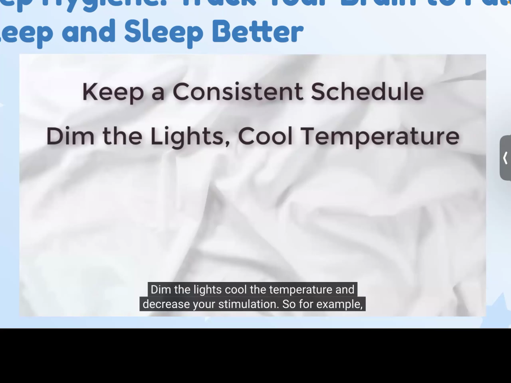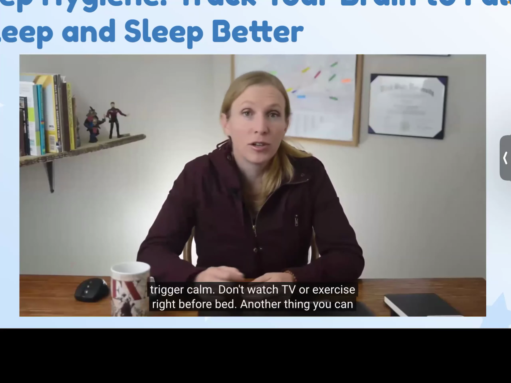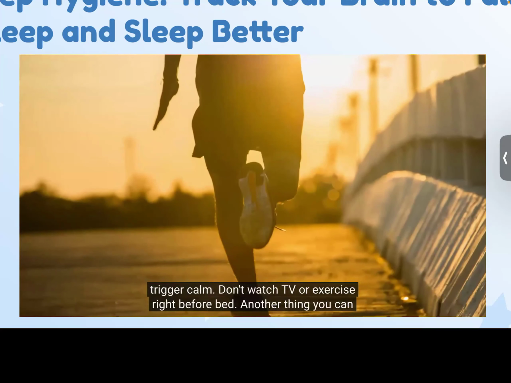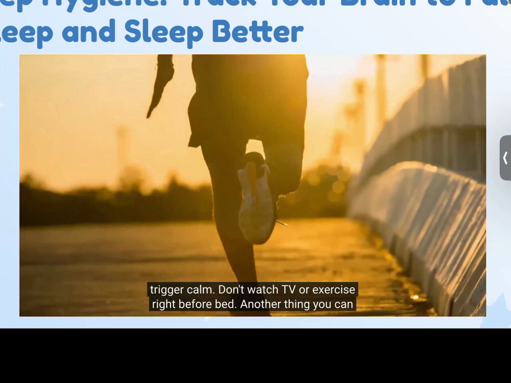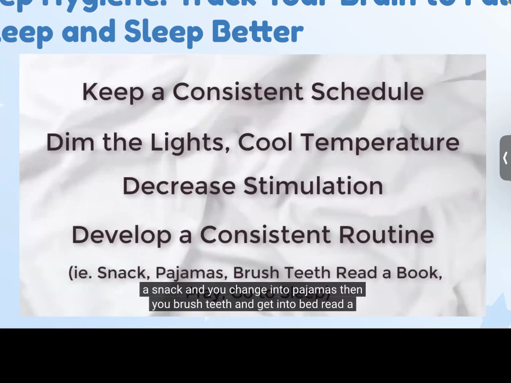Dim the lights, cool the temperature, and decrease your stimulation. So, for example, do quiet activities like reading a book or taking a bath because these help trigger calm. Don't watch TV or exercise right before bed. Another thing you can do is have a routine for right before bed. So, for example, in the evening you have a snack and change into pajamas, then brush your teeth and get into bed, read a book, pray, and go to sleep.